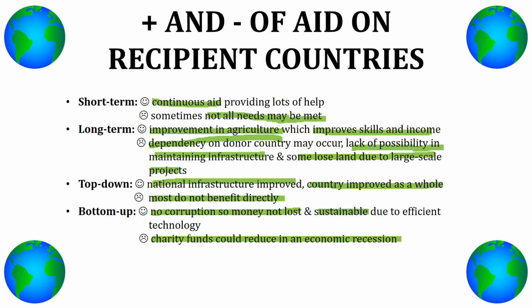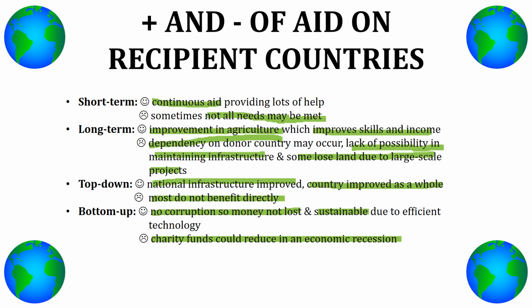So, positives and negatives of aid on recipient countries. In the short term, it provides continuous aid, which benefits the citizens of the recipient country. But some believe that not all needs may be met, because people don't actually know the actual needs. Like in a natural hazard, yes, they need food, they need medicine, for example, but they don't actually know what's going on behind the scenes.